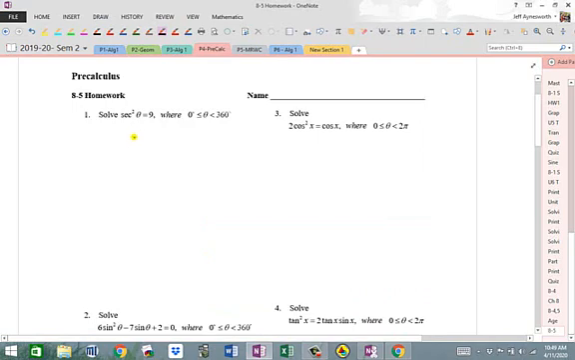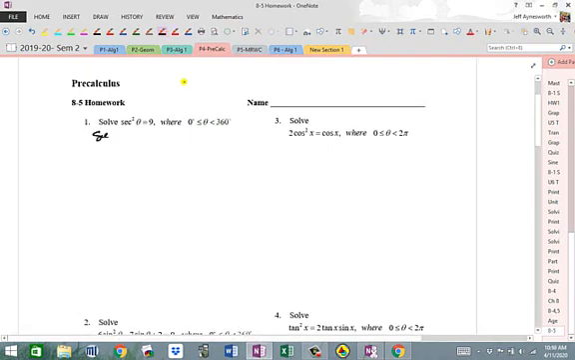Let's solve secant squared of theta equals 9, where theta is between 0 and 360 degrees, including 0. So we're going to find all solutions between 0 and 360 degrees, if there are any. Okay, so let's go for it. All right, so secant squared theta equals 9 right here.